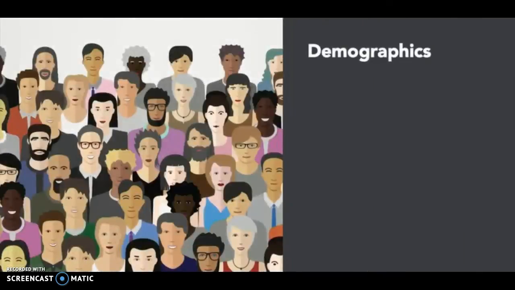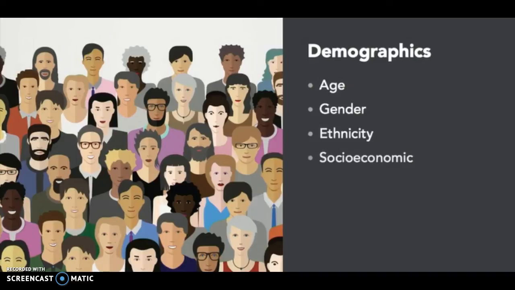Also, the final section consists of demographics, such as age, gender, ethnicity, or even socioeconomic factors that help to ensure the mix for the screener.